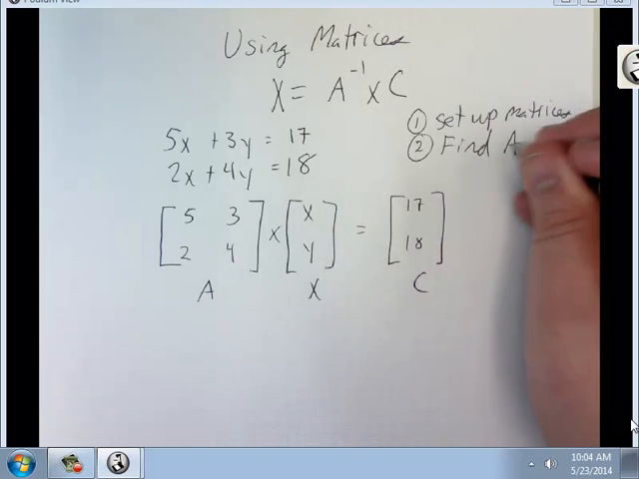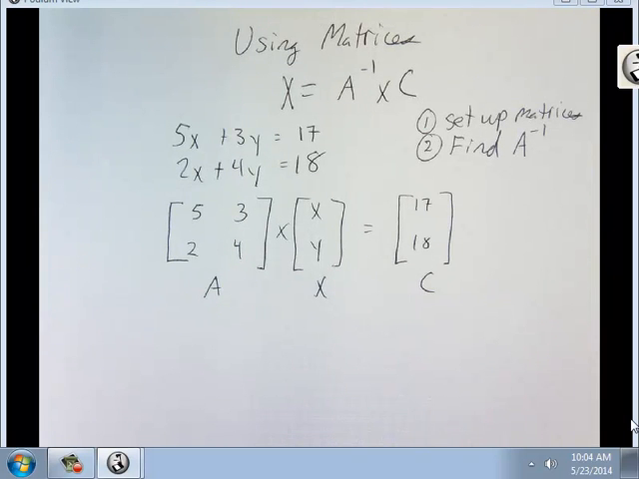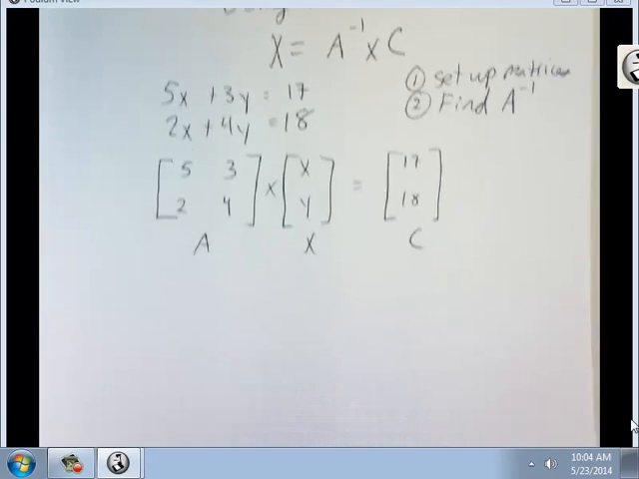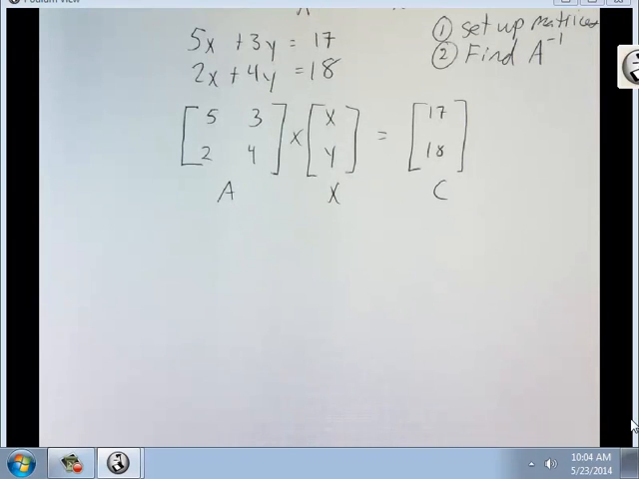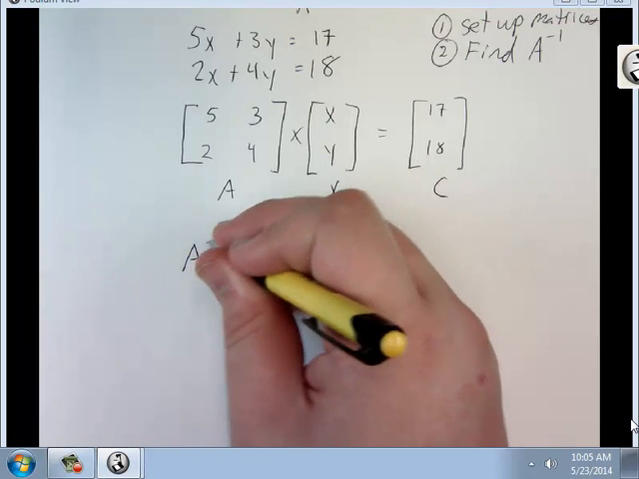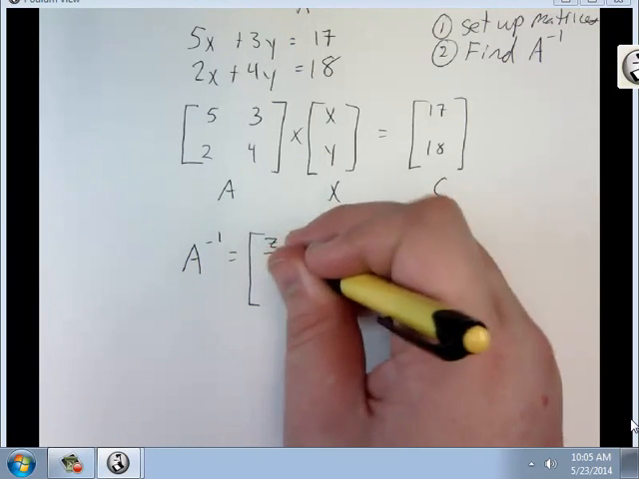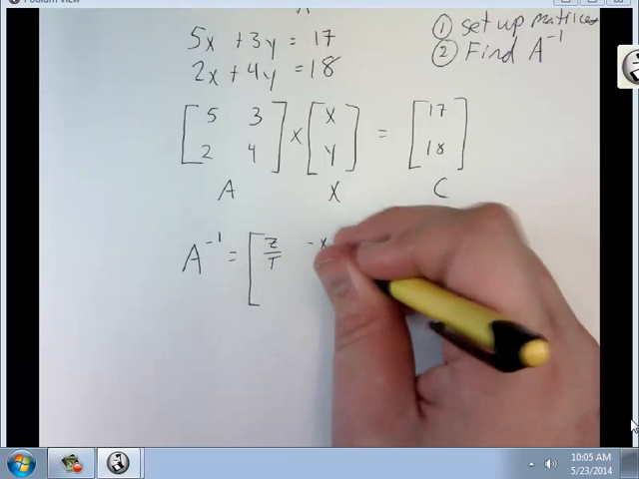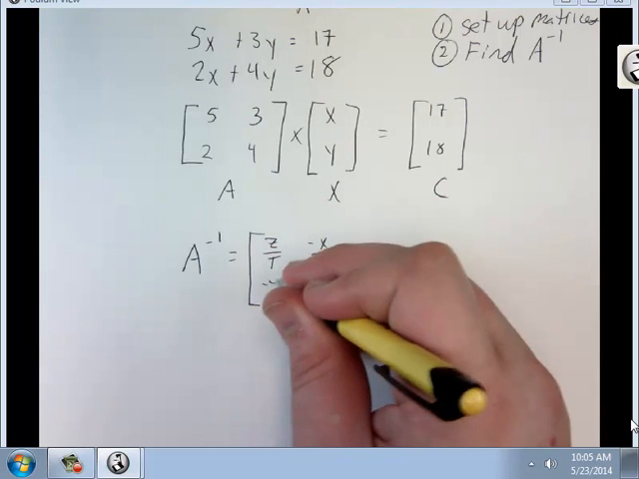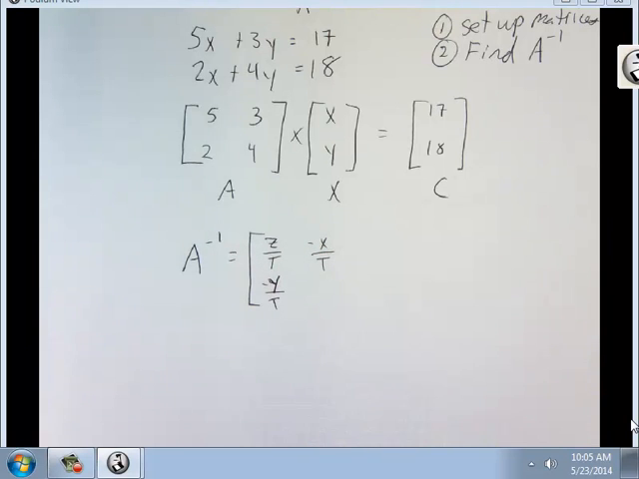Second, find A to the minus 1. If you can get the inverse matrix, the rest of this is cake. Remember, A to the minus 1 from the last video is z over t, negative x over t, negative y over t, and w over t.